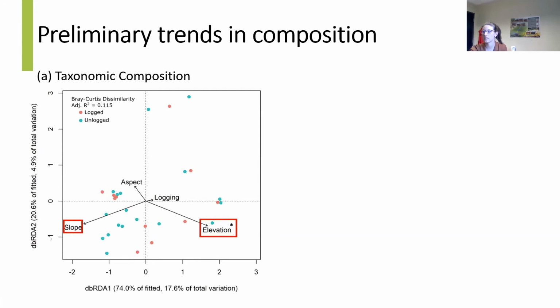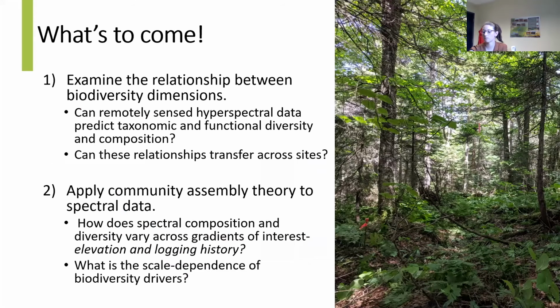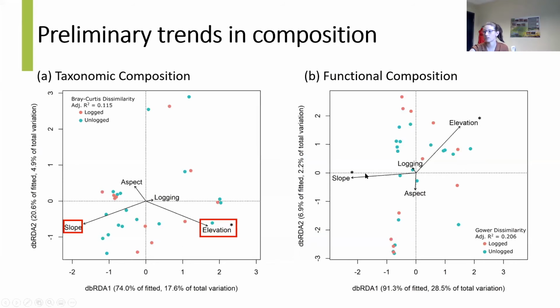And then just as an example here, we can do a similar analysis using functional composition. This is only with 4 traits and mostly related to the difference between coniferous needles and broad leaves, but also the 2 strongest explanatory environmental variables were, again, slope and elevation.